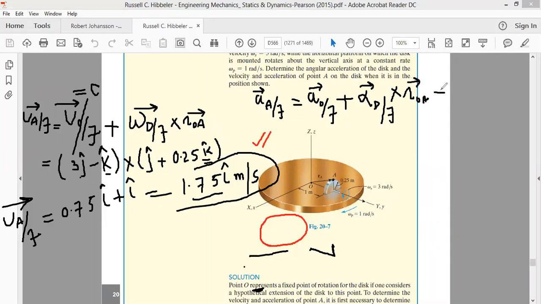plus angular velocity of the disk with respect to the ground, cross product with angular velocity of the disk with respect to ground cross product with r OA vector. This is the expression that we already have derived to calculate the acceleration of A with respect to ground.